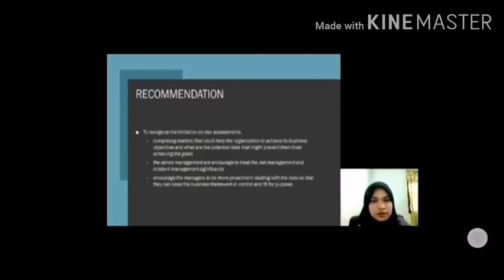Besides, senior management are also encouraged to treat risk management significantly. And to improve themselves, they have to question themselves on how well the organization can handle the potential risks if they occur, or how they have improved from the previous events that they faced before. Furthermore, senior management must also encourage the risk manager to be more proactive in dealing with risk so that they can keep the business framework in control.